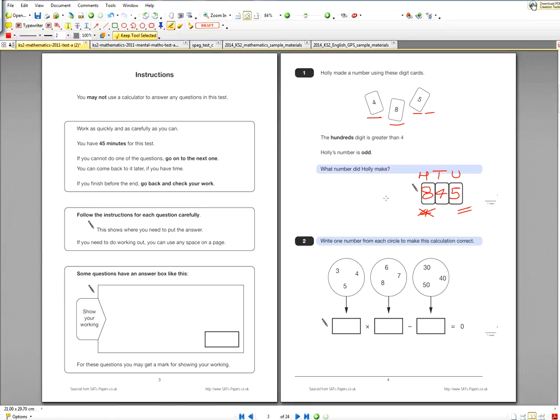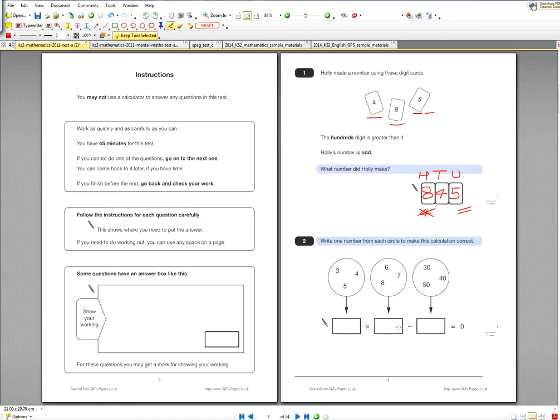If you got that right, give yourself a tick and a small mark, all the digits in the right place. If it's wrong, please mark it wrong and put the right answer next to it. Are we happy with that so far? Good. Write one number from each circle to make the calculation correct.